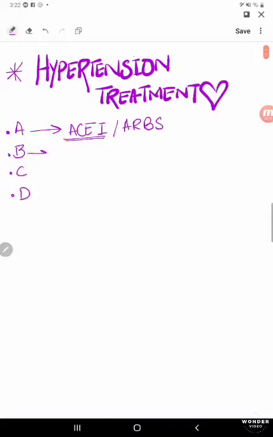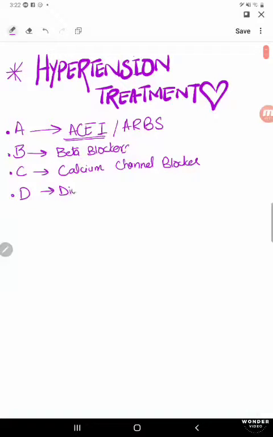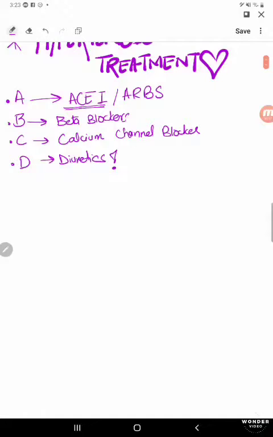All right, let's move forward and talk about B. B is your beta blockers. C is your calcium channel blockers, and D stands for diuretics. So this is a general overview of different categories of hypertensive medications that we have and that we get questions asked on. Now moving forward, I will break it down for you in a way that is easy to understand.